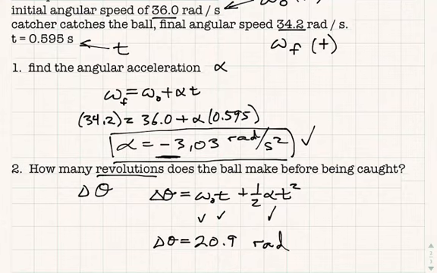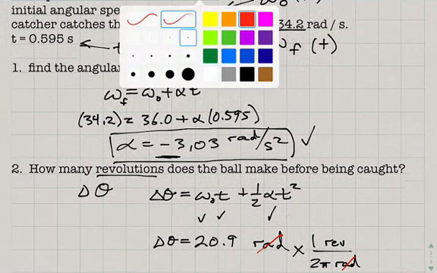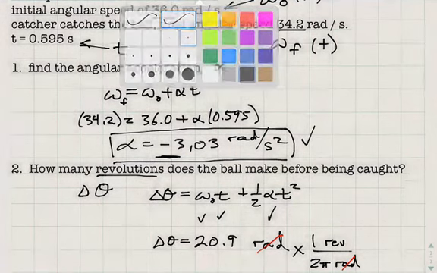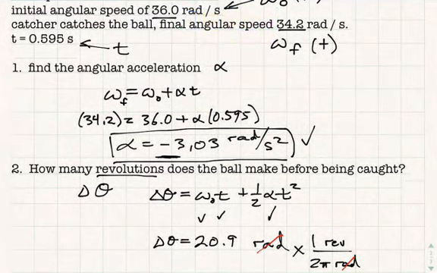Now they want to know how many revolutions this makes, so you have to multiply by the conversion 1 revolution per 2 pi radians. Now our radians will cancel out, and we have units of revolutions left over, and the final number you should get is 3.33 revolutions. Good luck with your homework.